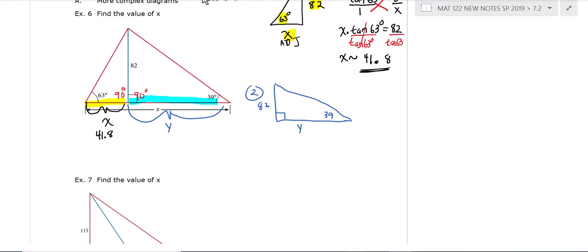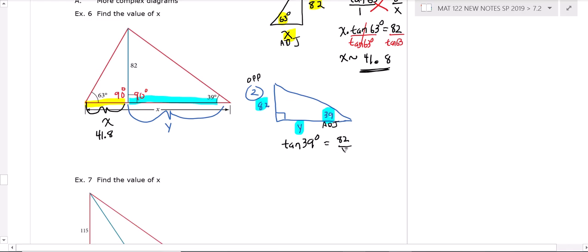And if I talk this out, this time I've got this angle, I have a side opposite, and I have a side adjacent. So it's exactly the same as the last thing. You'd do a tangent. So you would say the tangent of 39 degrees is equal to opposite over adjacent. Okay, then you would fit that into your ratio, so you would have 82 over y, just like the last problem.